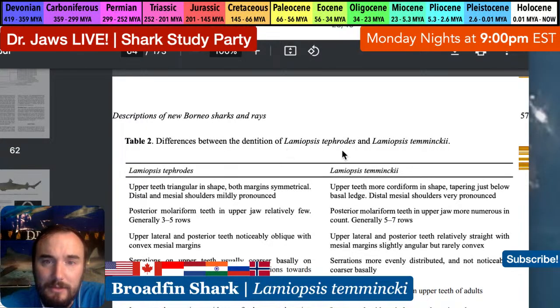Differences between the dentition of Lamopsis tephroides and Lamopsis temmincki. Okay. So the new Lamopsis has upper teeth that are triangular in shape, both margins symmetrical. The broadfin shark has upper teeth more cordiform in shape, tapering just below the basal ledge. Very interesting.